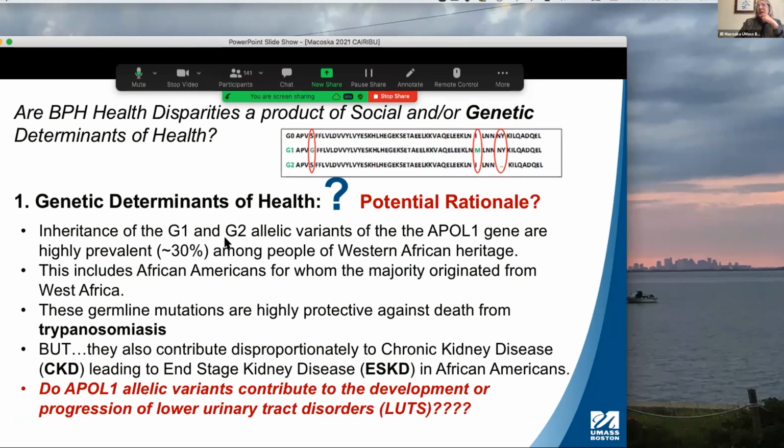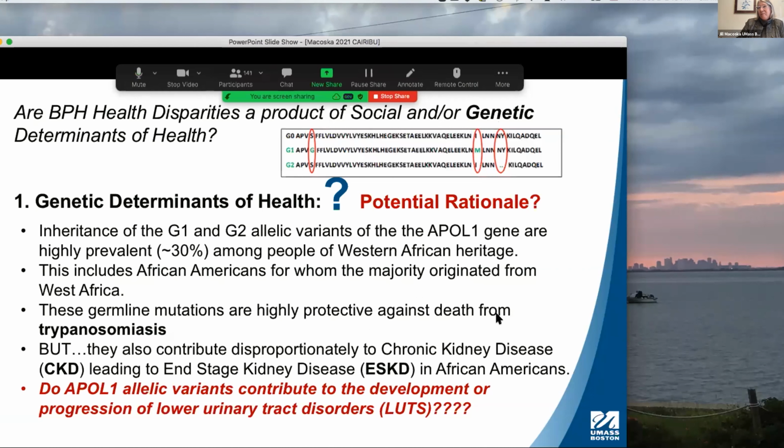And here's an example where if we look at the APOL1 gene, which exists in its wild type form, as well as two variants called G1 and G2, allelic variants characterized by these alterations. These allelic variants are highly prevalent, about 30%, among people of West African heritage. And this includes African Americans, for whom the majority originated from West Africa. The reason why these allelic variants keep circulating in the gene pool in the population is that they're highly protective against death from trypanosomiasis, so from trypanosomes, which are a parasite that's kind of endemic to that part of the world. So that's the good thing about these alleles.